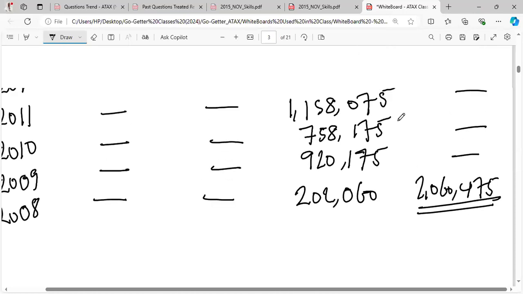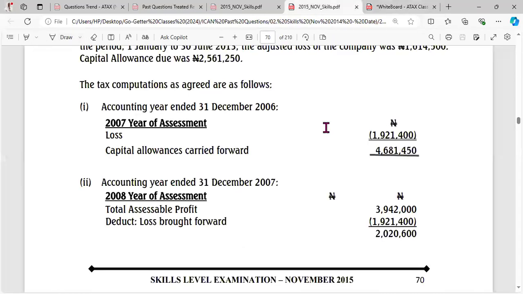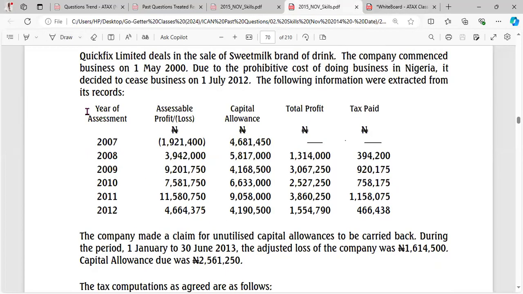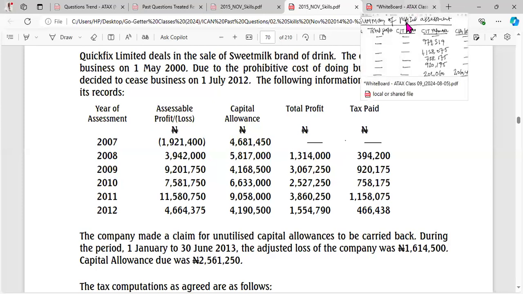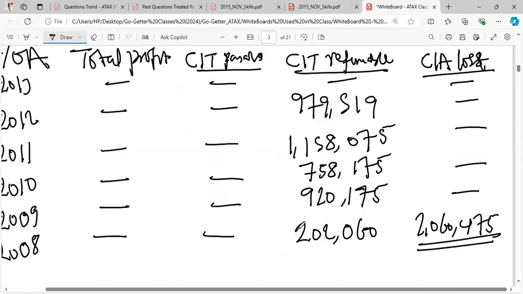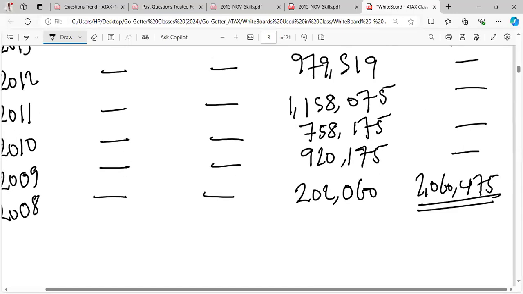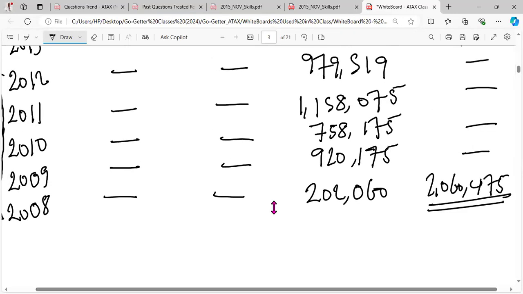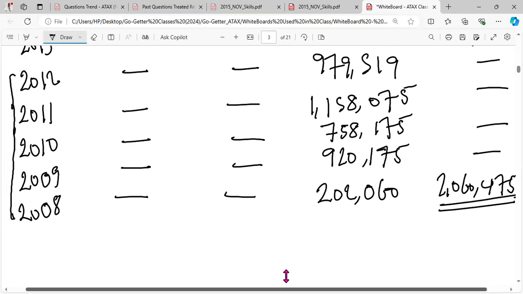So this is the capital allowance that was lost. If you look at it now, you have arranged your answers in this manner. Year of assessment, assessable profit, total profit, capital allowance, tax paid, tax refund. In fact, the tax paid is not our business. Tax refund is our business, and what was lapsed. So this is how we deal with capital allowances carried backward.